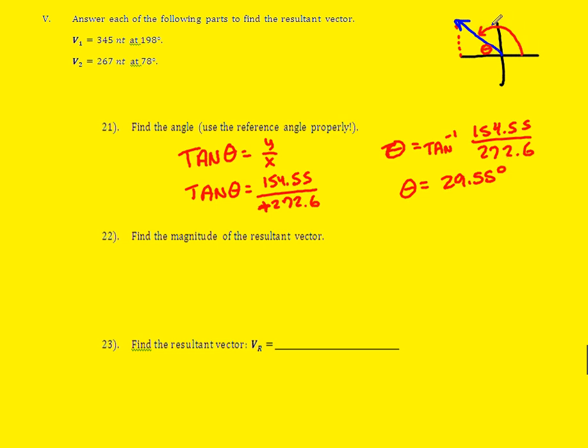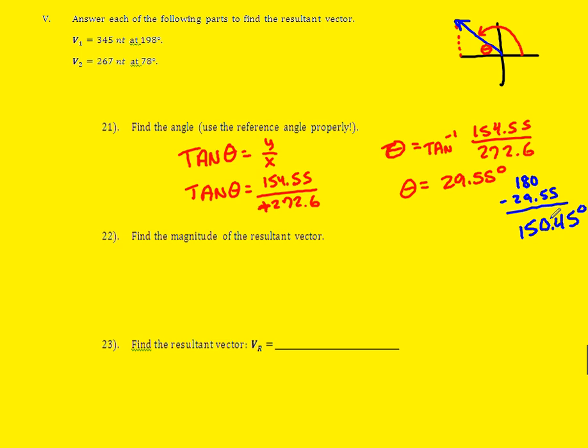Now again, that's what theta is. We need to find this reference, or that is the reference angle. We need to find the entire angle. So my entire angle that I'm going to have, because I'm in quadrant 2, to find it from the reference angle, I need to do 180 minus 29.55, which means the angle that I actually want is 150.45 degrees.